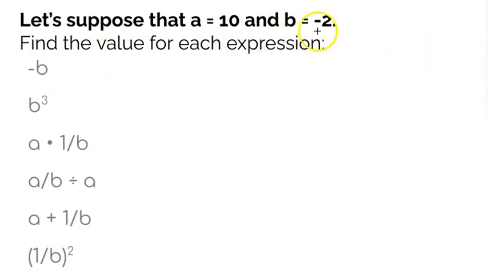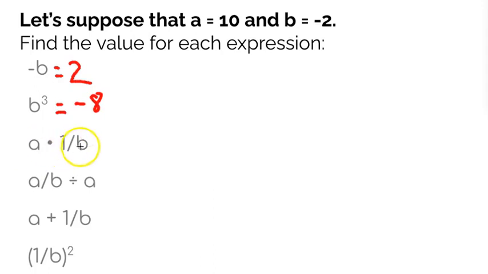So b is negative 2, a is 10. So what is negative b? Yeah, that's going to be 2, right? Because we're just saying that we're putting the opposite sign of what's there, so that's 2. What about b cubed? Well, negative 2 times negative 2 is 4. 4 times negative 2 is going to be negative 8.